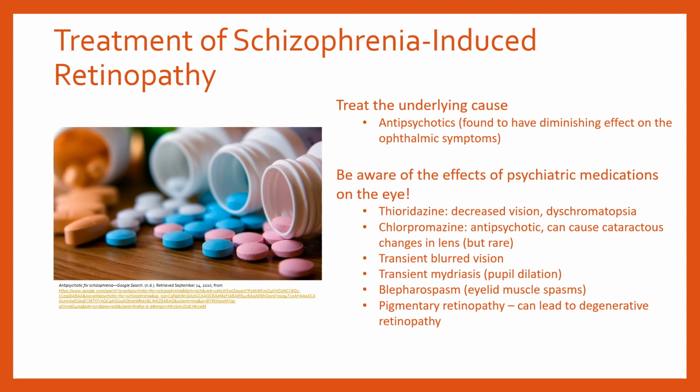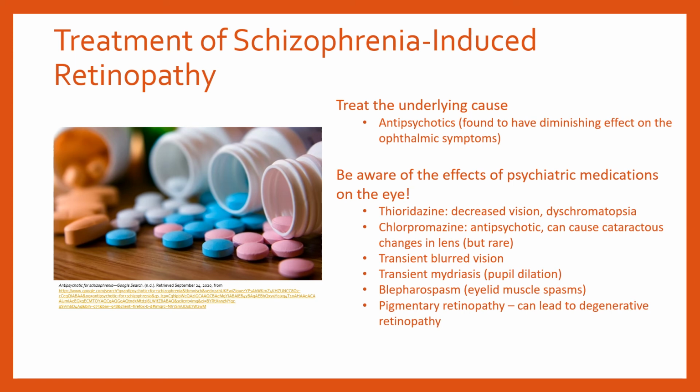First, thioridazine is a first-generation antipsychotic which has been withdrawn from the market in 2005 because of severe cardiac arrhythmia that it can cause. Thioridazine can also have adverse effects on the eye, such as decreased vision and dyschromatopsia, and eventually it can also lead to pigmentary retinopathy as well, which we will cover in this slide. Secondly, chlorpromazine is another antipsychotic, and it can cause cataractous changes in the lens, although this is quite rare.